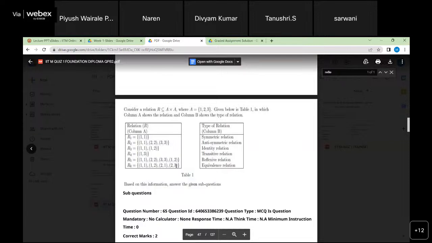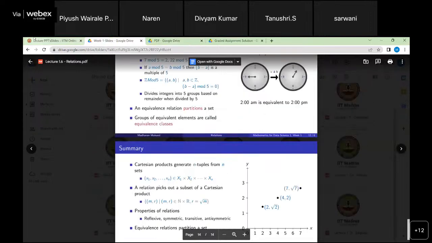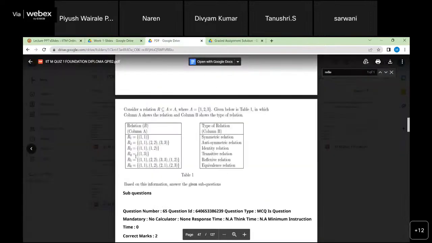So which means in that relation, all the elements should satisfy the particular condition. All the elements of this set. So as you said, 1 comma 1, 1 comma 2. So we can say 1 comma 2 is there. Now if you take 1, 2 and 2, 1.